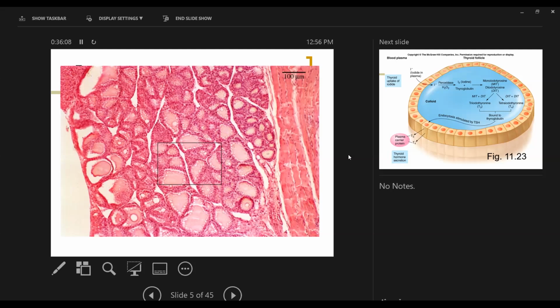Those cells are called C cells because they make the hormone calcitonin. Calcitonin. And you can get tumors of the thyroid that are C cell tumors of the thyroid.